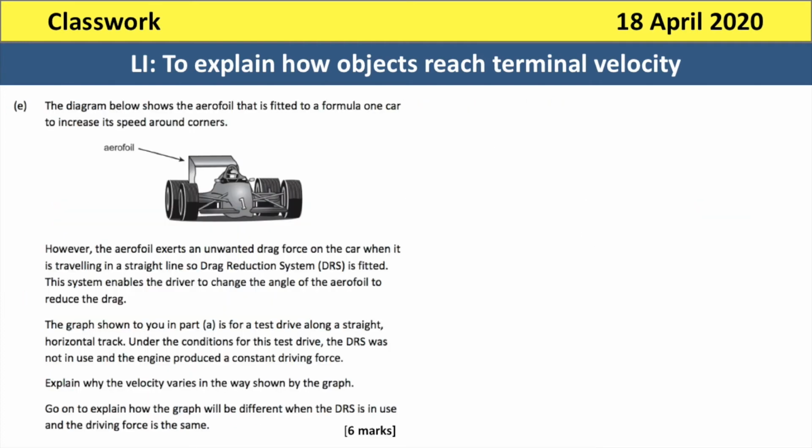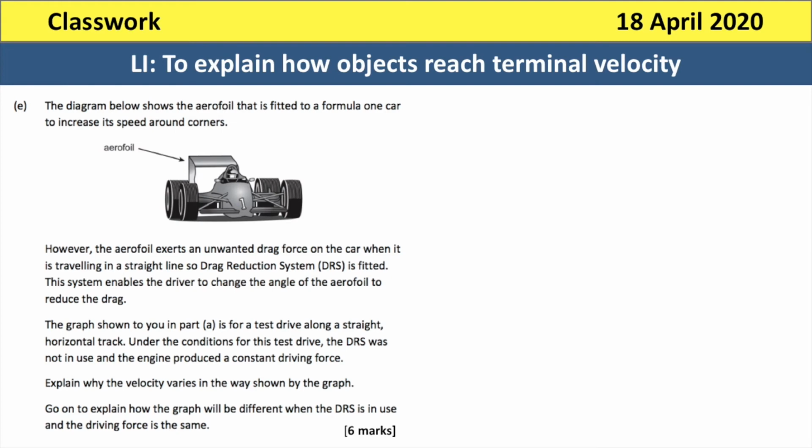Part E. The diagram shows the aerofoil that is fitted to a Formula 1 car to increase its speed around corners. However, the aerofoil exerts an unwanted drag force on the car when it is travelling in a straight line, so a drag reduction system, or DRS, is fitted. This system enables the driver to change the angle of the aerofoil to reduce the drag.